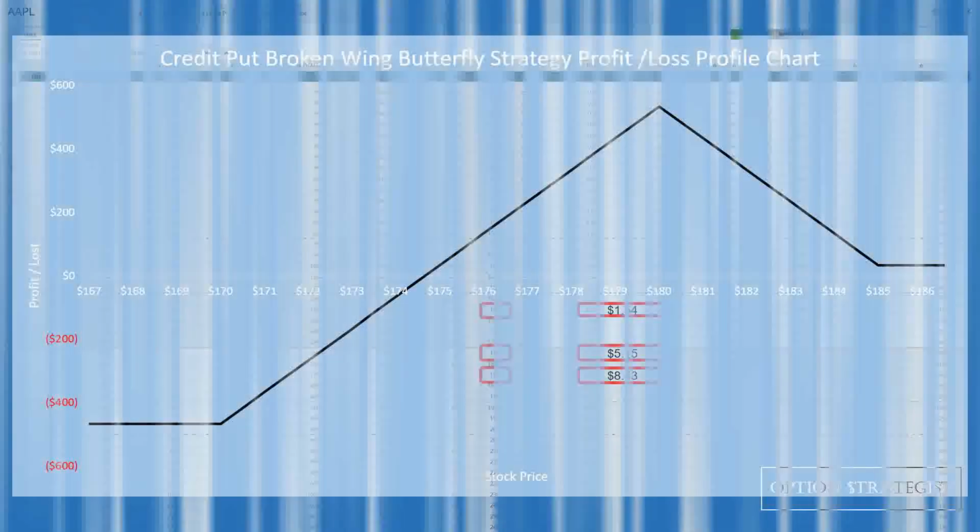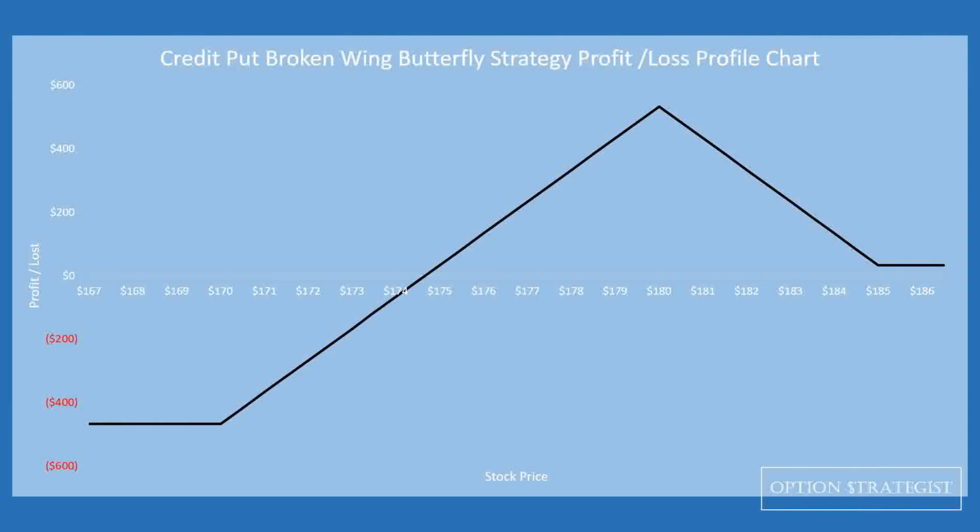This is a profit and loss chart profile for the put broken wing butterfly trade. The maximum profit is $533 if the stock price closes at 180 when the option contract expires. The maximum loss is $467 if the stock price goes below 170 when the option contract expires. The break-even point is 174 and 67 cents. Similar to the call broken wing butterfly trade, this put broken wing butterfly trade is a high winning probability trade because the trade will not lose no matter how high the stock price increases.